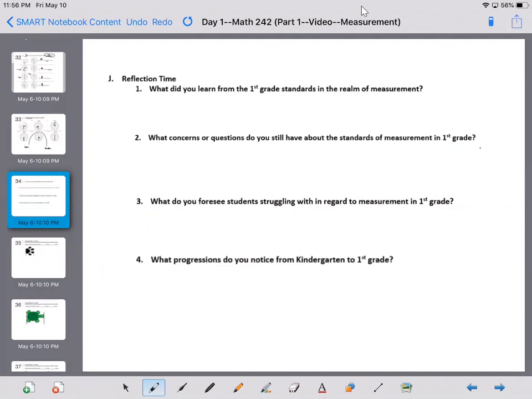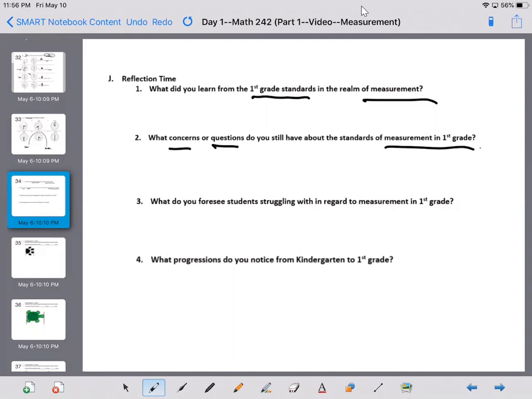So you think about, well, what did you learn from the first grade standards when you're thinking about measurement? So that's something that you can go back and look at the handouts that I have posted in the module online. You can go back and rewind the video and look at some things that we discussed as well. Concerns or questions that you have about the standard measurements in first grade. What are some things that concern you? You're thinking about, wow, I've never taught this before. What am I going to need?